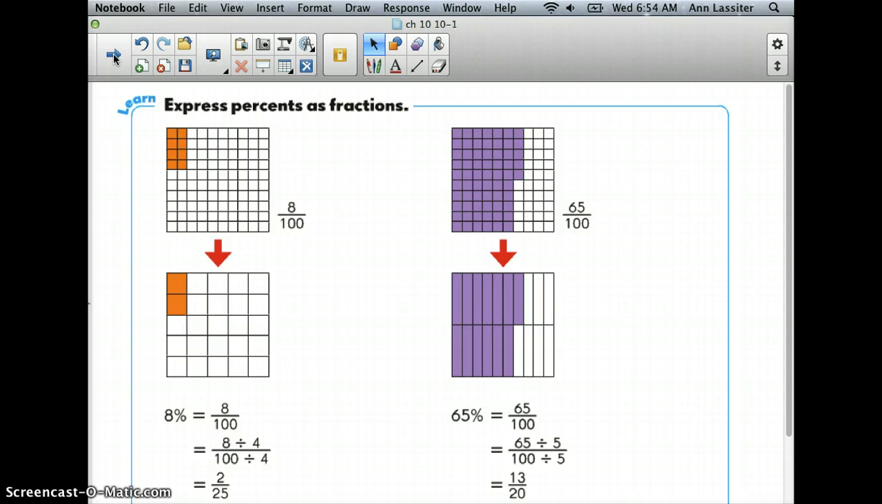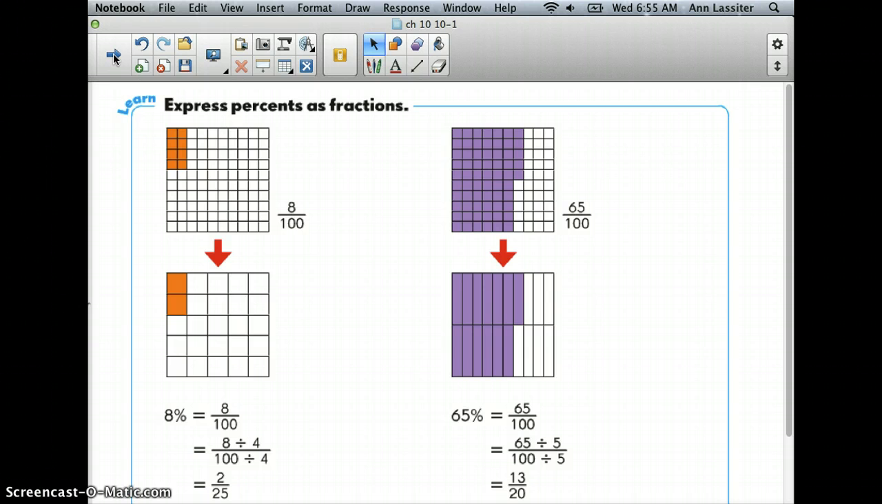Now, if I have a percent and I want to convert it to a fraction, all I have to do is take my percentage, remove the percent symbol, and write the number over 100. In this first example, we have 8%, which is 8 out of 100. But then if they want it as a fraction, most people prefer that you take it all the way to the final form, and that is simplify it. And you would see that 8 and 100 are both divisible by 4, so you end up with 2/25.